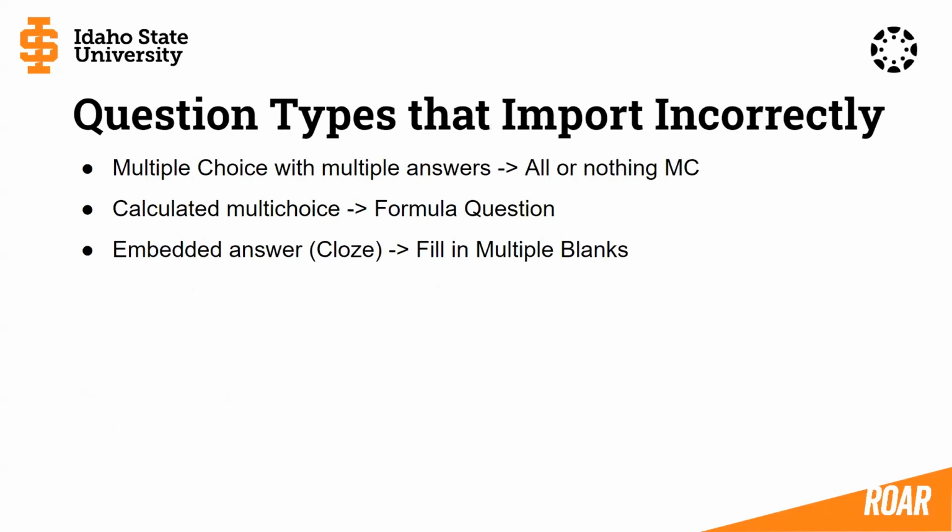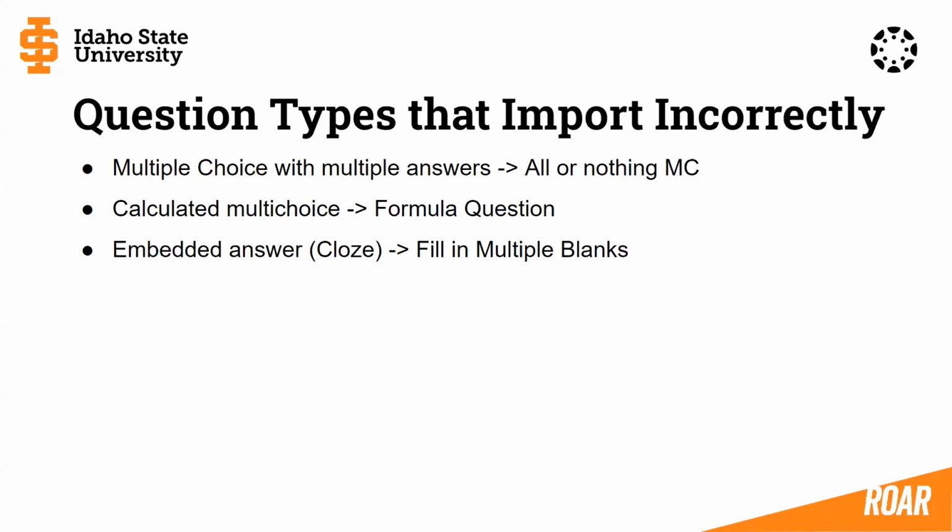These three types import, but they import incorrectly. They're the multiple choice with multiple answers. They become essentially an all or nothing multiple choice question. So before, if you got two of the three right in a multiple choice that had like five, you could get 2/3 of the question right if you decided to set it up that way. And you could get penalties from guessing the wrong one, and things like that.